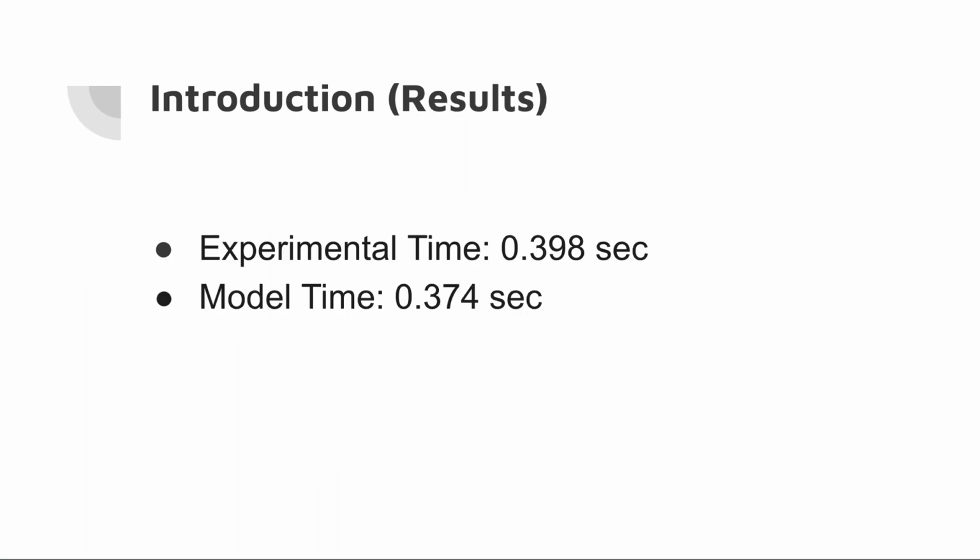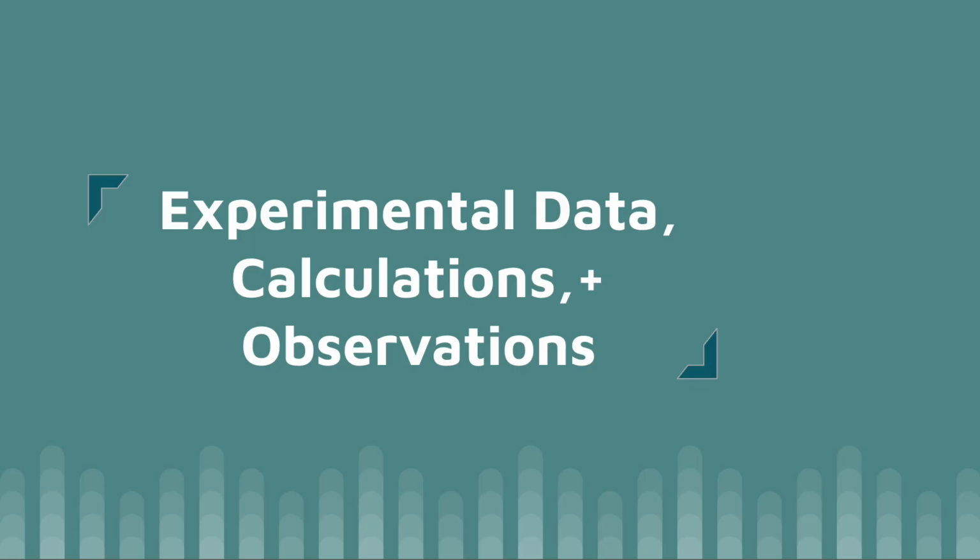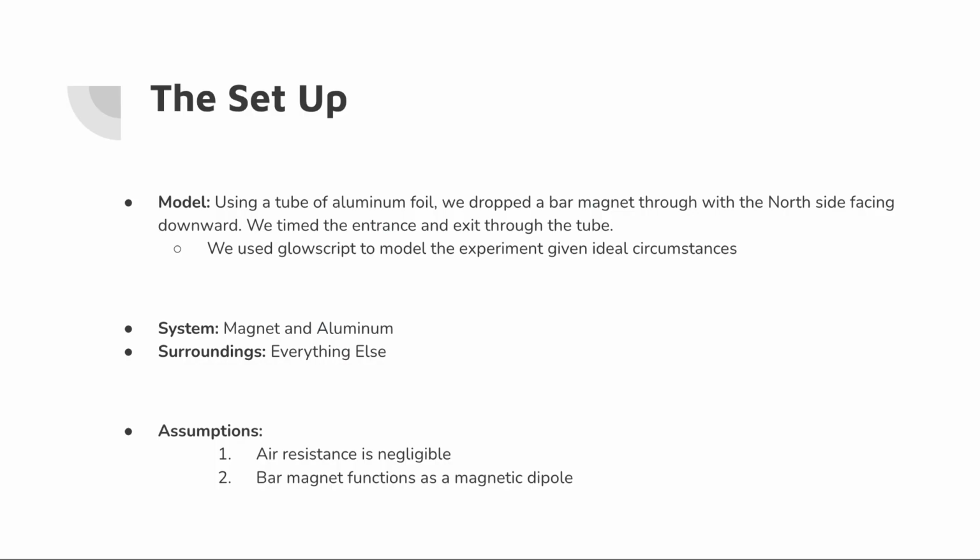We also have our results from our lab. The experimental time of the magnet going through the aluminum tube is 0.938 seconds, and our model time is 0.374 seconds. Our experimental data, calculations, and observations.